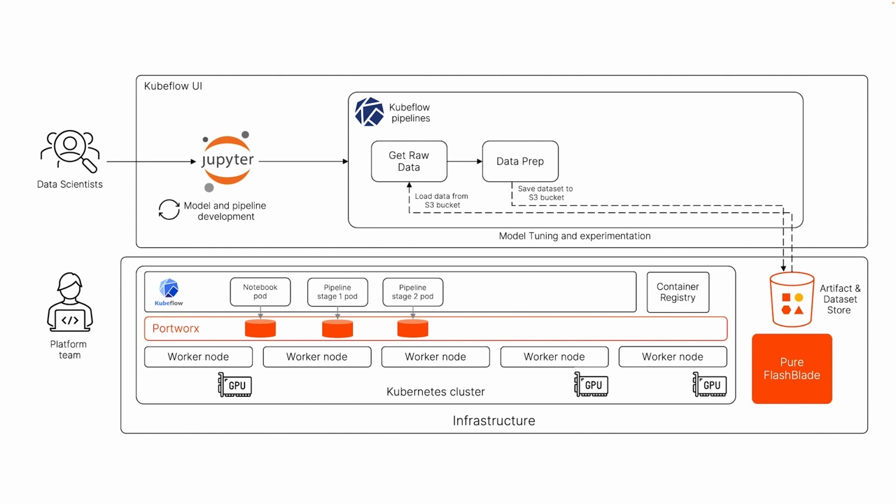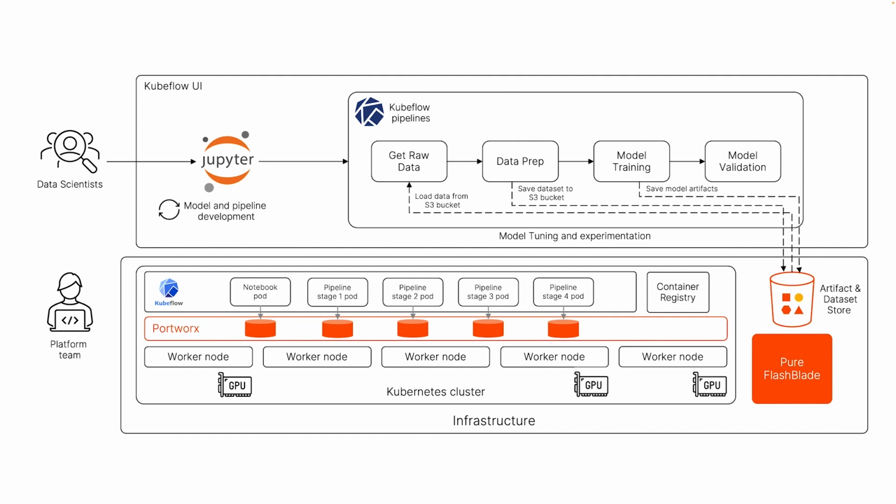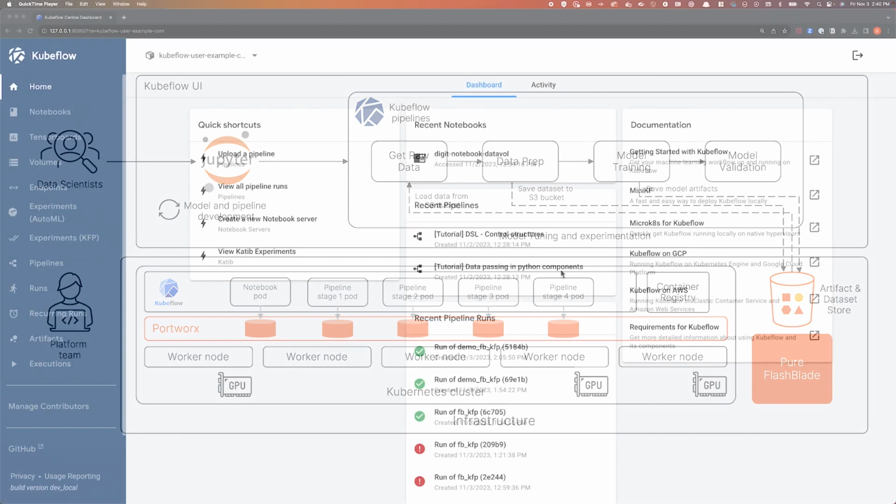As part of the pipeline, they can have different stages in the DAG, or directed acyclical graph, where they can get raw data, they can prep the data, they can train their models and then run validations on the models. And at each stage of this process, they can save and download data from that FlashBlade S3 bucket. Users can alternatively also just store data on a read-write many persistent volume on the Portworx storage layer. So it saves them a lot of time downloading large data sets.